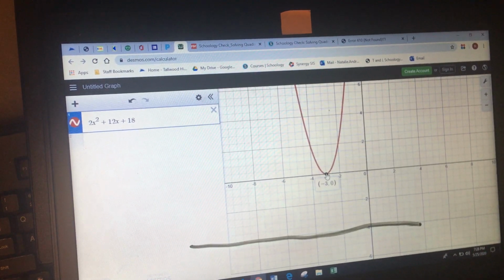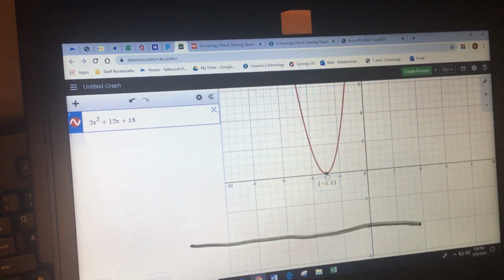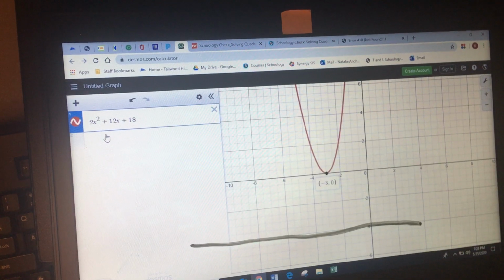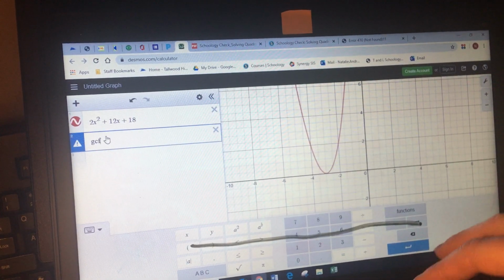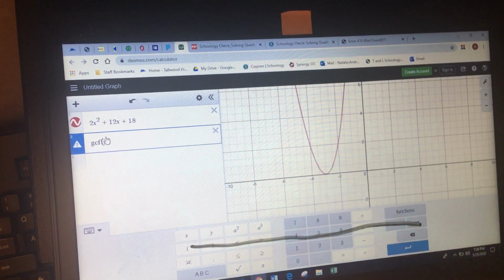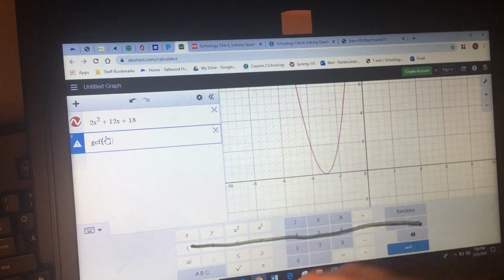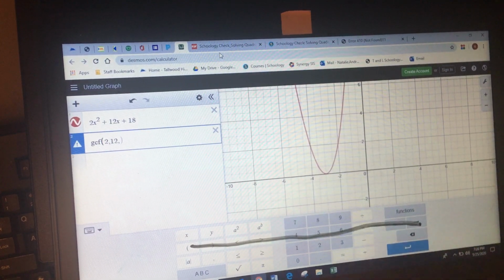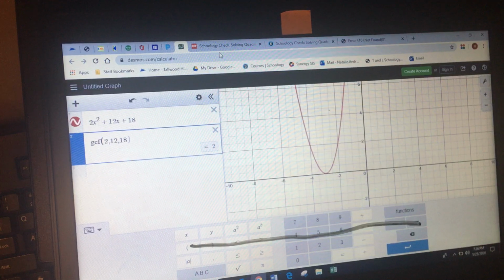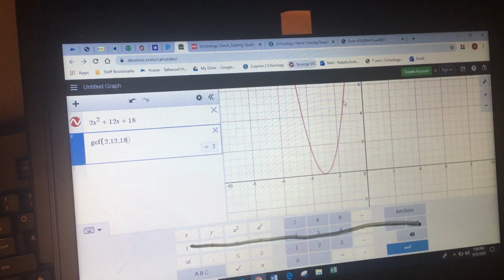Okay, with this kind of problem, these numbers are pretty large, so I also want you to check for GCF. So GCF, parenthesis, 2, comma, 12, comma, 18. That gives you 2. So also we have a GCF of 2.